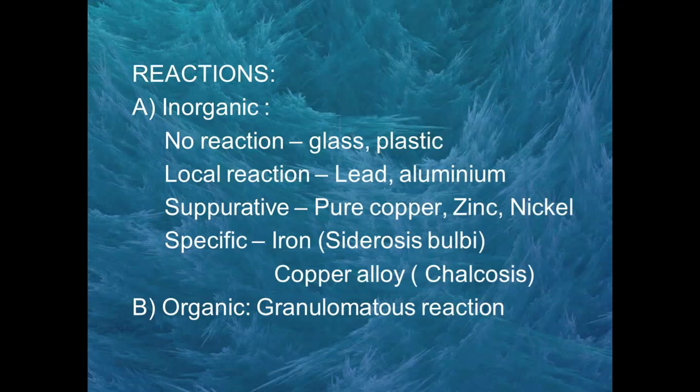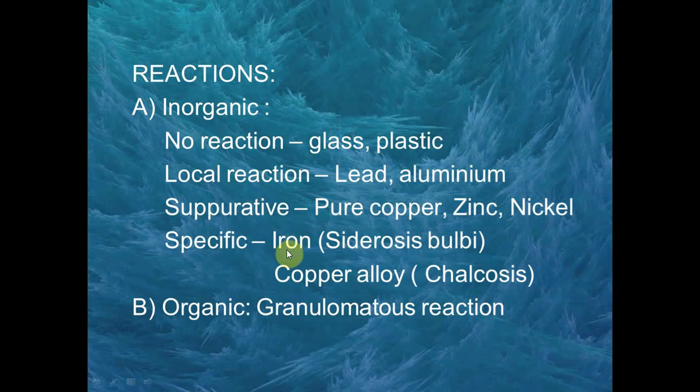What are the various reactions that a foreign body inside the eye can cause? It can either be an inorganic foreign body or an organic foreign body. Different inorganic foreign bodies can produce different types of reactions. Glass and plastic foreign bodies usually are inert and do not produce a lot of reaction. Whereas lead and aluminum foreign bodies bring about a lot of local inflammatory reaction. The pure copper, zinc and nickel foreign bodies bring about a lot of inflammation and infection and a lot of suppuration. That is what we see with these foreign bodies.